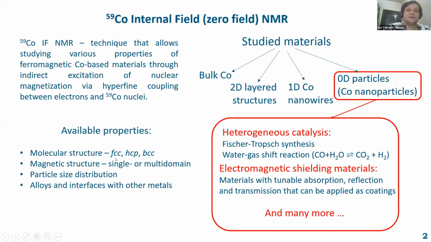It can also provide information about the magnetic structure of particles, because they can be either single or multi-domain. It can also provide data on particle size distribution indirectly, but through the so-called superparamagnetic transitions. And also it can be used in studying alloys and interfaces of cobalt with other metals. Many different types of materials can be studied using this technique.